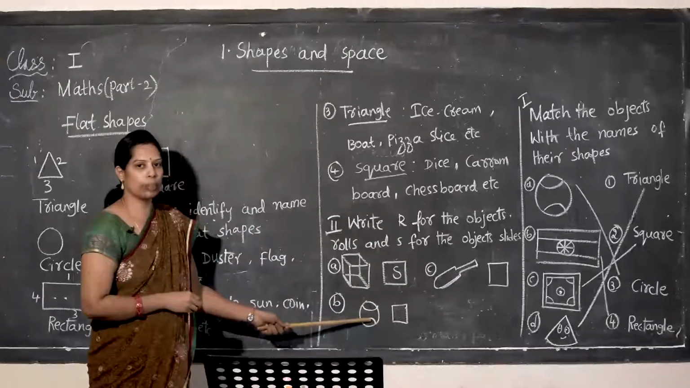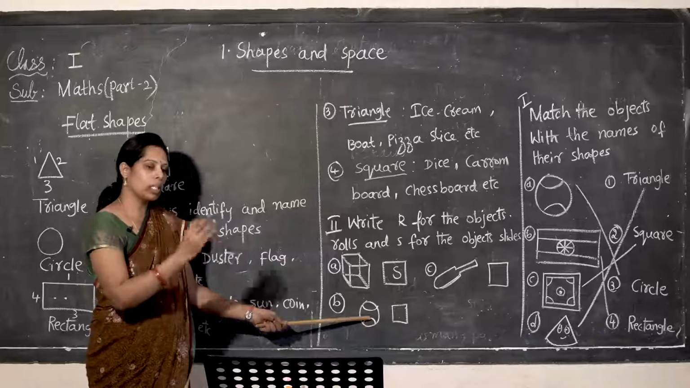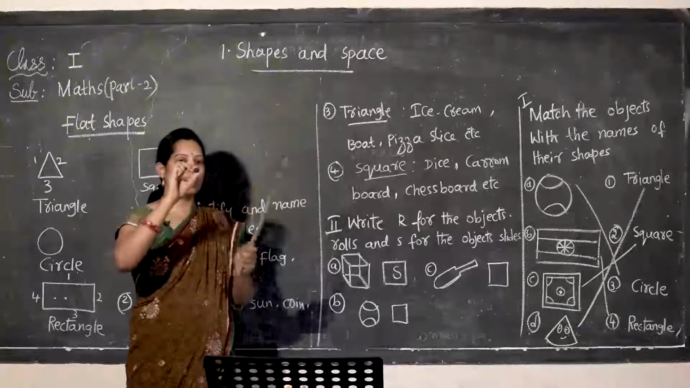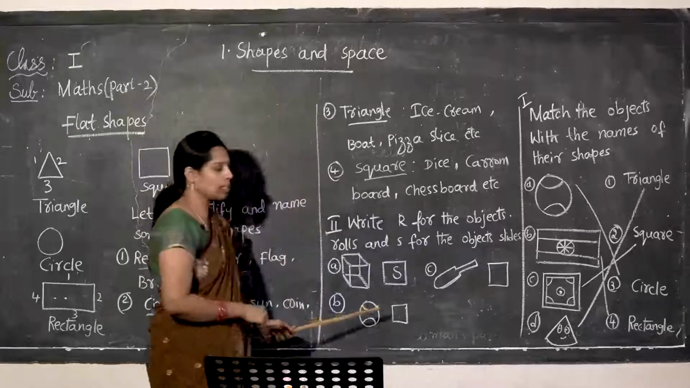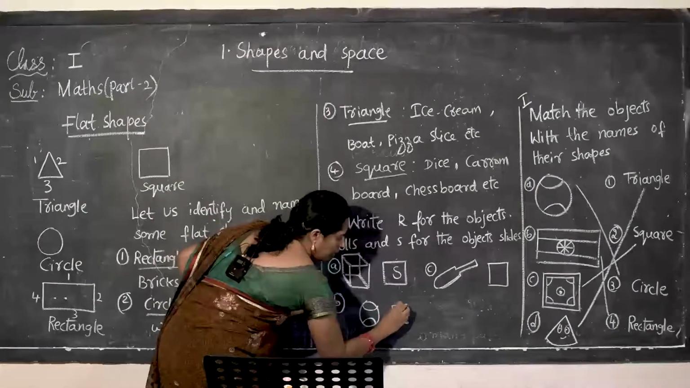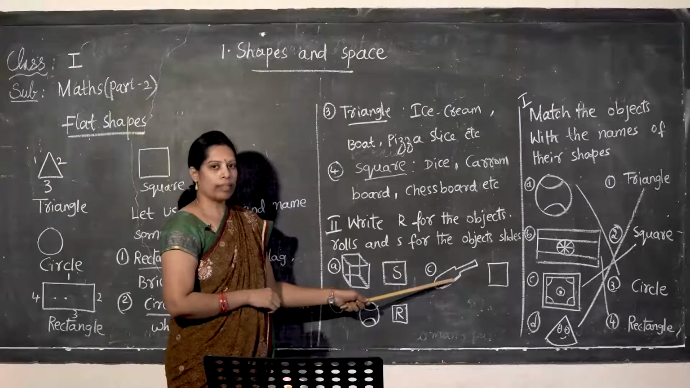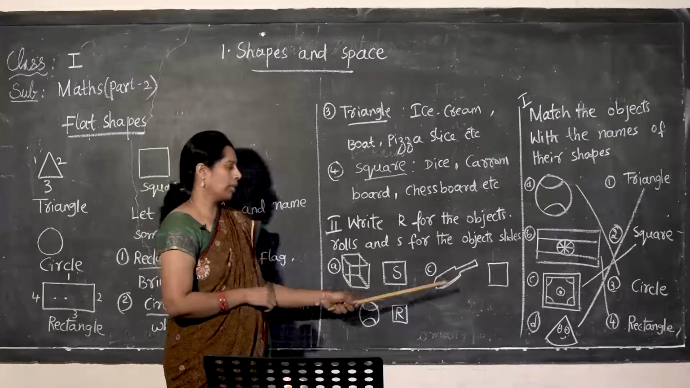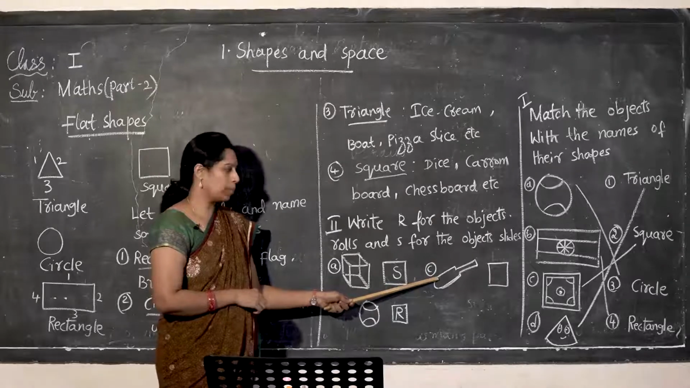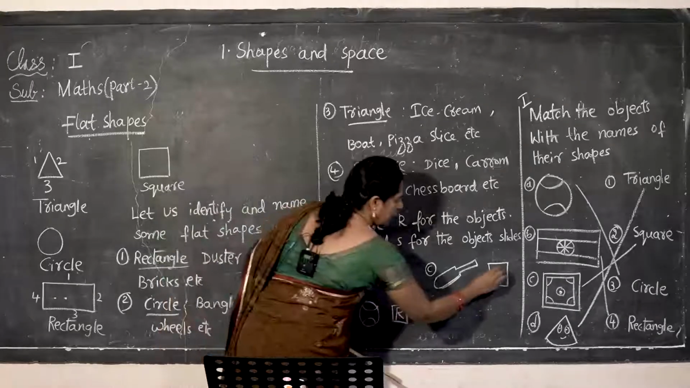Next, what is this object? It is a ball. Which shape does the ball have? It is having a curved face. It's a marble. Is it having a curved face? Yes, then it rolls. For whatever object rolls, we have to write R. Next, what is this? It is a bat. Is it having a flat shape or a curved shape? It is having a flat shape. The objects which are having flat shapes, will they slide or roll? They will slide. So you have to write S.